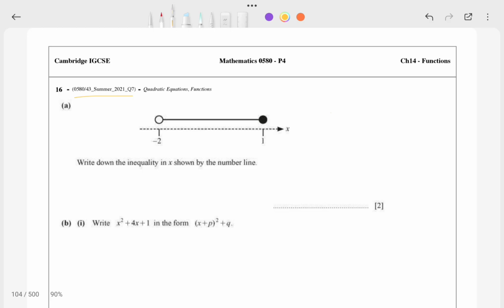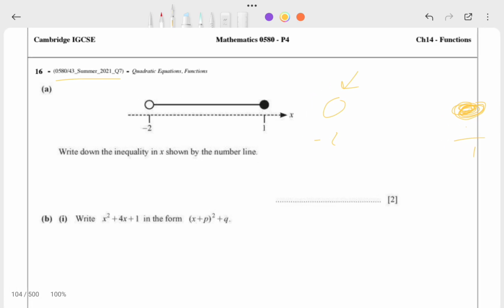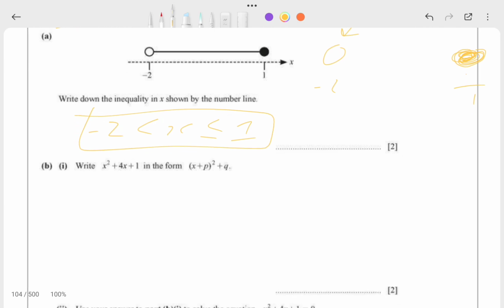Okay, so this is the circle. It is not filled, which means this is not included. The circle is shaded, which means that 1 is included. So we will write minus 2. The inequality will be minus 2 less than x, less than or equal to 1. Our answer.